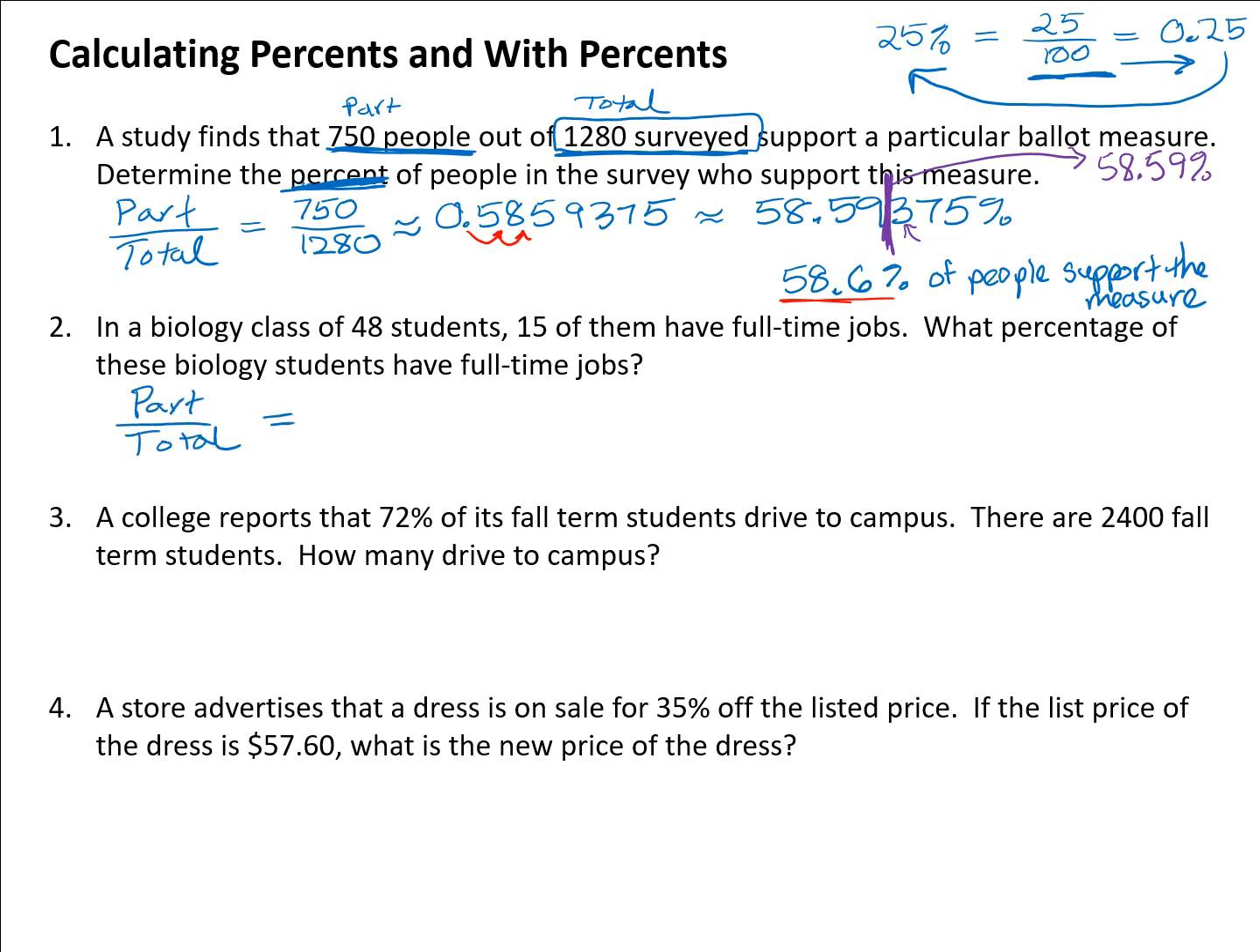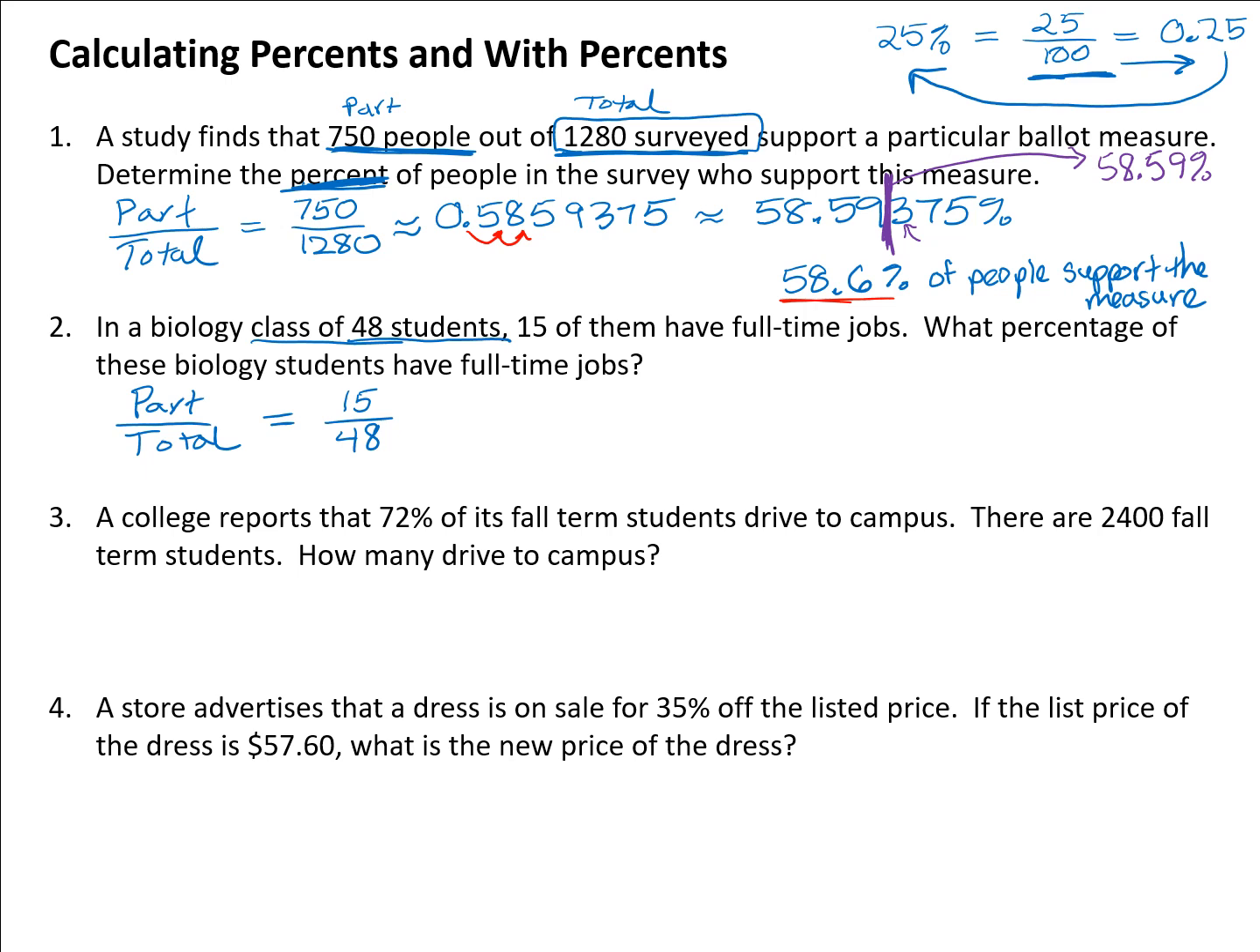Looking at these numbers one by one, 48 students, that's the whole class. So that would be the total. So that would be what we divide by. 15 is part of the class that have full-time jobs. So it would be 15 divided by 48.